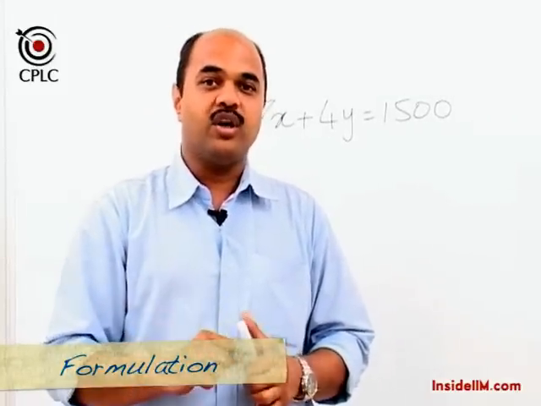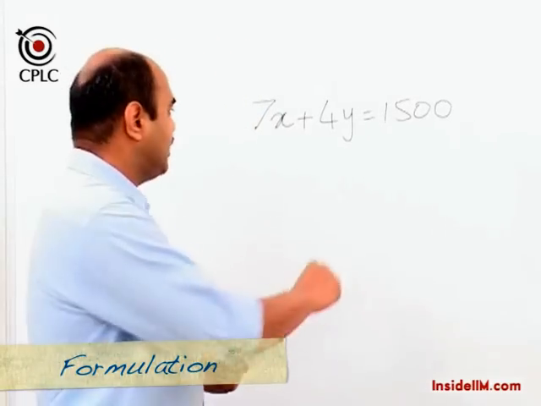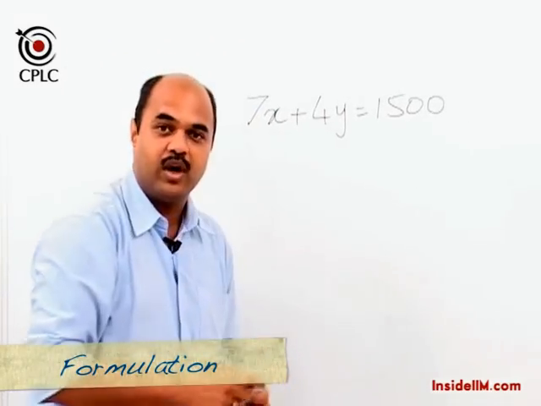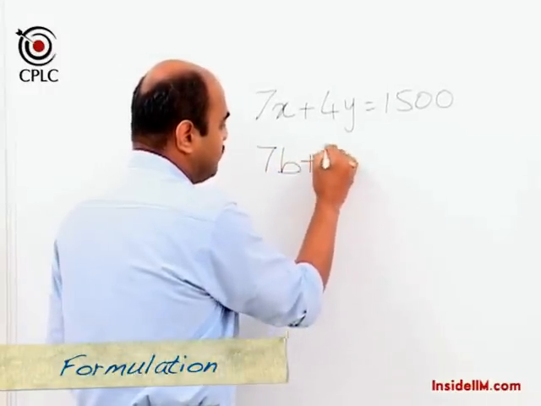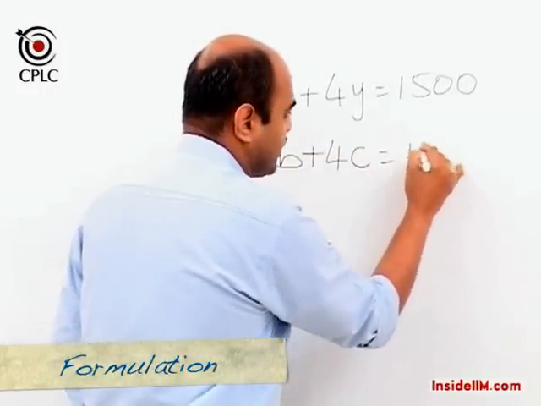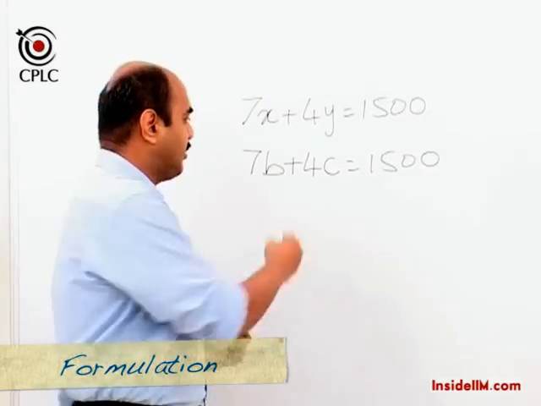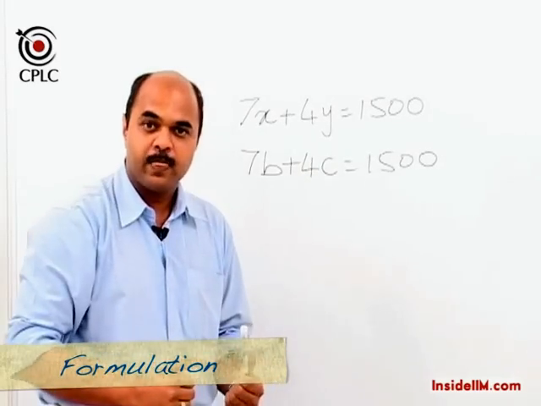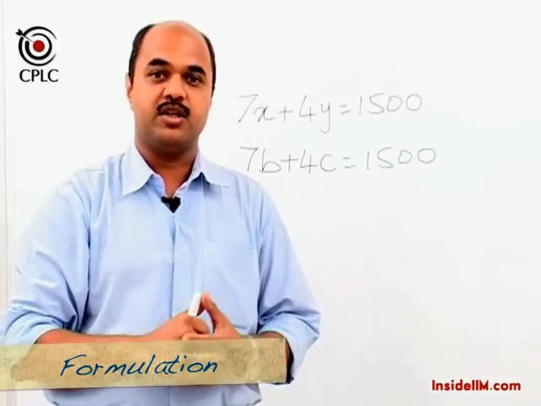But here what I want you to understand is, why do we necessarily need to start with x and y? Why can't we write the equation as 7b plus 4c is equal to 1500? Why B and C? Because I am buying books and CDs. A lot of you would wonder, what's the big deal? Why are we making a big issue out of it?